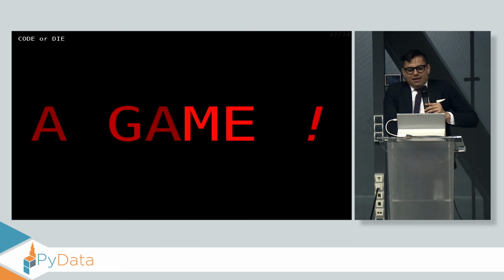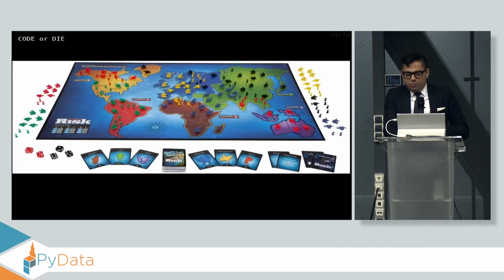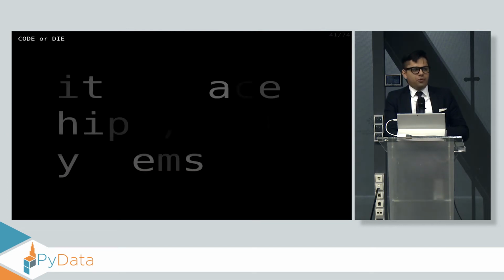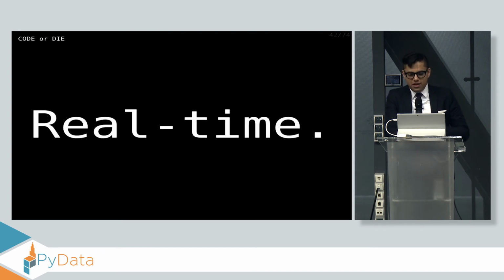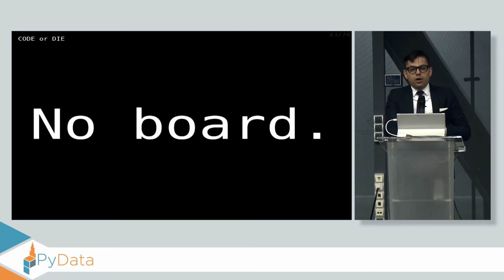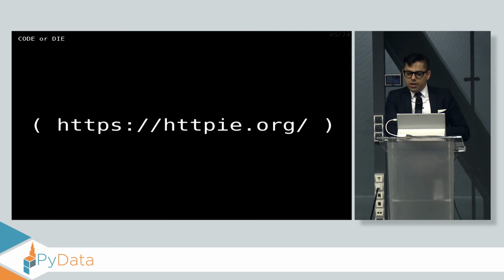Well, I came up with an idea for a game. Many of you have played the game Risk. It looks kind of like this. And I thought, what if we took the game Risk and set it in space, added spaceships, solar systems, neat things like that, because we don't want to be sued for copyright infringement. We make it a real-time game. We take away the game board and the game pieces entirely, and we replace them with a JSON API.